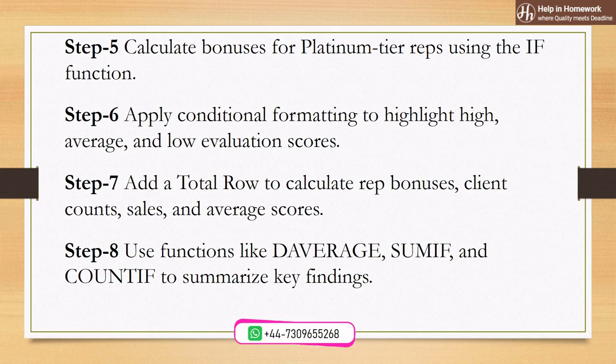Step 5. Calculate bonuses for platinum tier reps using the IF function. Step 6. Apply conditional formatting to highlight high, average, and low evaluation scores. Step 7. Add a total row to calculate rep bonuses, client counts, sales, and average scores. Step 8. Use functions like DAVERAGE, SUMIF, and COUNTIF to summarize key findings.